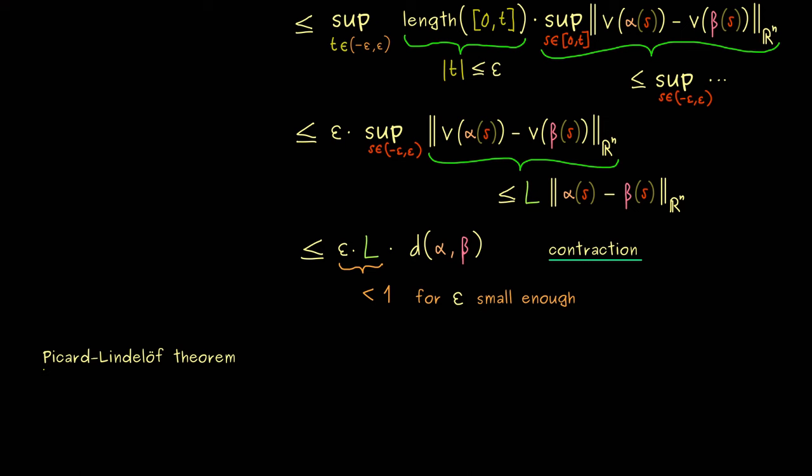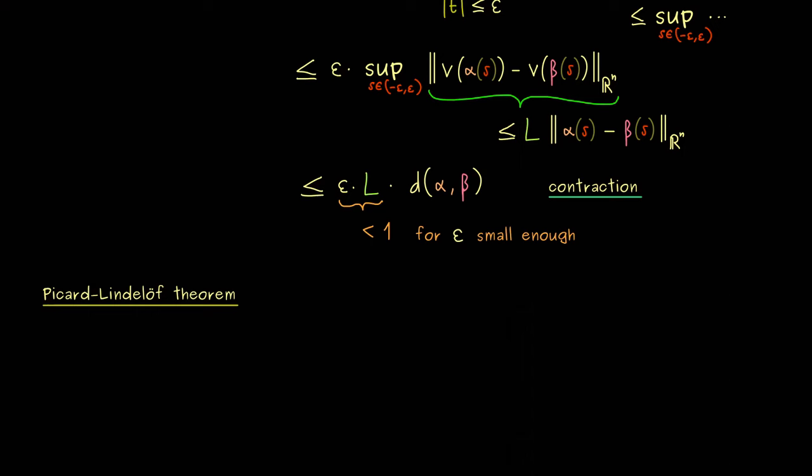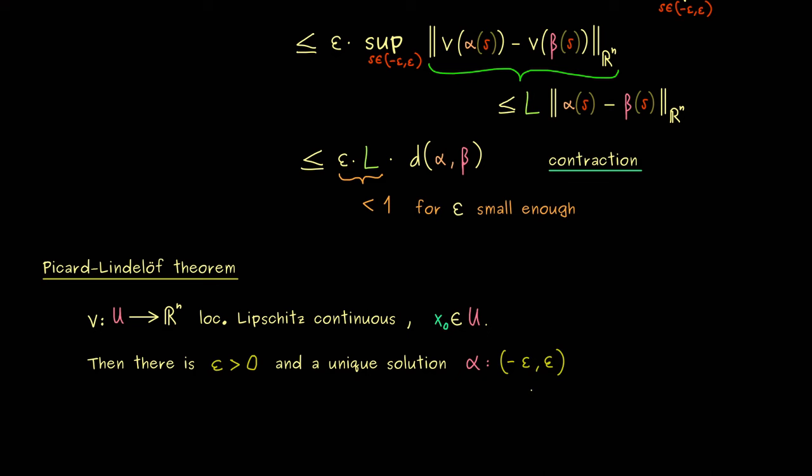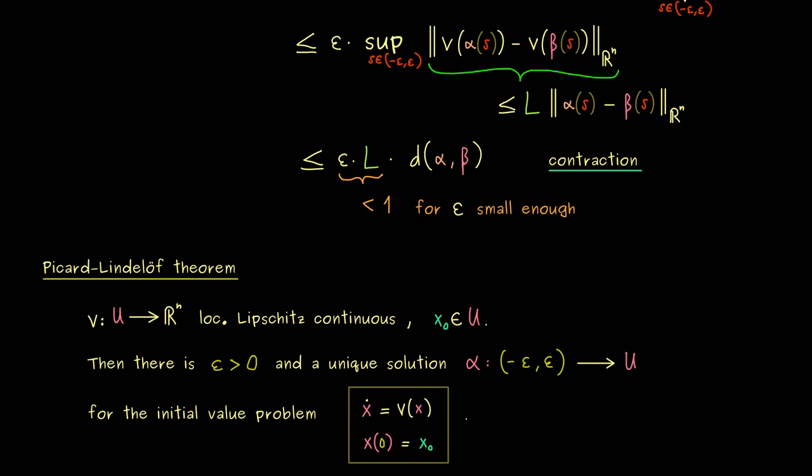So for the end of the video, let's write down the statement of this nice theorem. So what we have here is a locally Lipschitz continuous function v, and we already know the domain could be smaller. So let's say the domain is u in Rn. And then we know the initial value x0 also has to come from this u. Okay, and now we have proven, under these assumptions, we find an epsilon greater than 0 and a unique solution we can call alpha of our initial value problem. And exactly this statement we can prove with the Banach fixed point theorem is what we call the Picard-Lindelöf theorem.